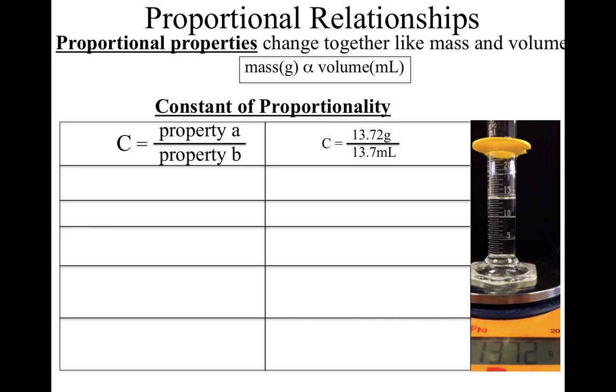If we take water as an example, the picture shows some water with a mass on the balance of 13.72 grams and a volume from the scale on the graduated cylinder of 13.7 milliliters. We just divide them to find out the constant of proportionality. Some of the reasons these constants are important are shown in the rest of this table.